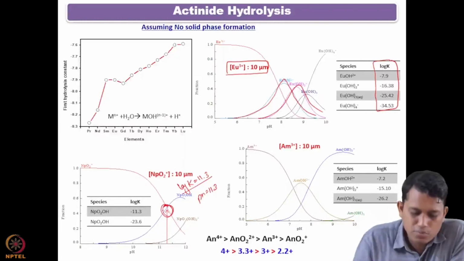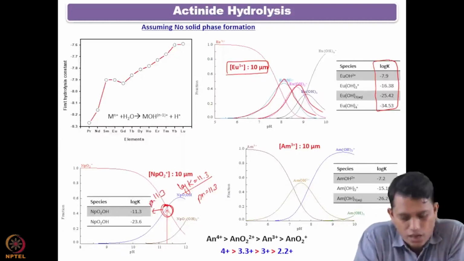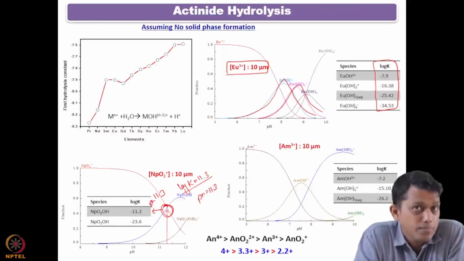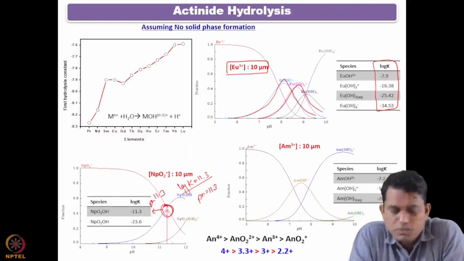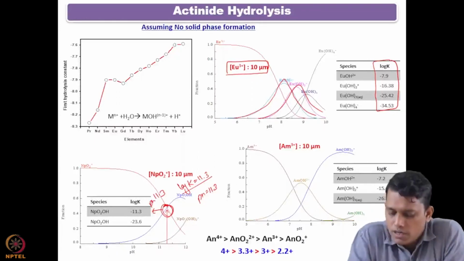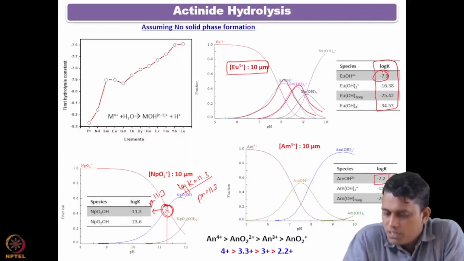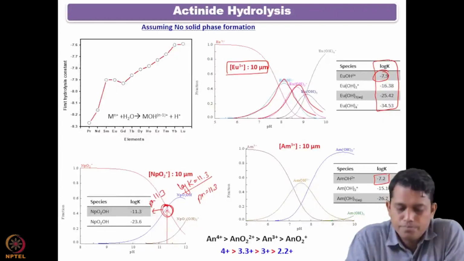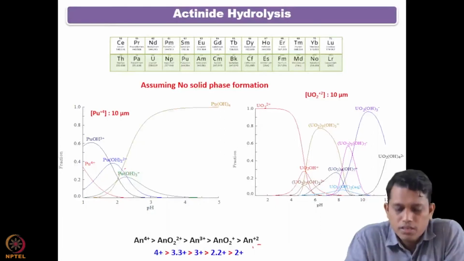It means that before this pH, that is pH 11.3, the system is dominated by the free metal ion, and after this pH, the system is dominated by the hydroxyl complex. We have also shown you the speciation diagram, or the formation of hydroxyl species, for americium, and the diagram is shown here. Here also you can see the tendency of formation of hydroxyl complex is more for americium compared to europium. Then this is for plutonium and uranium.